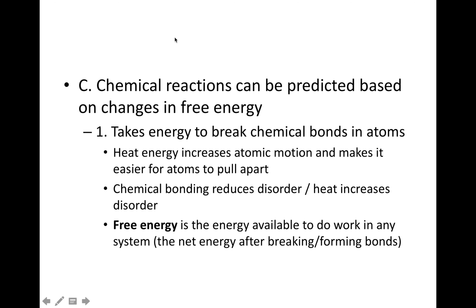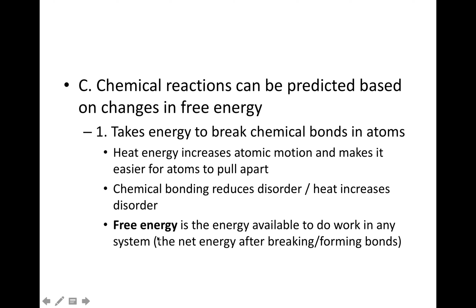Ouch. Okay, so chemical reactions can be predicted based on the changes in the free energies. It takes energy to break chemical bonds in atoms. So if it takes energy, our heat energy is going to increase, and as we increase our heat energy, it makes the atoms pull apart, so it's a lot easier to break those bonds. Chemical bonding, when you form bonds, reduces disorder. Heat increases that disorder.